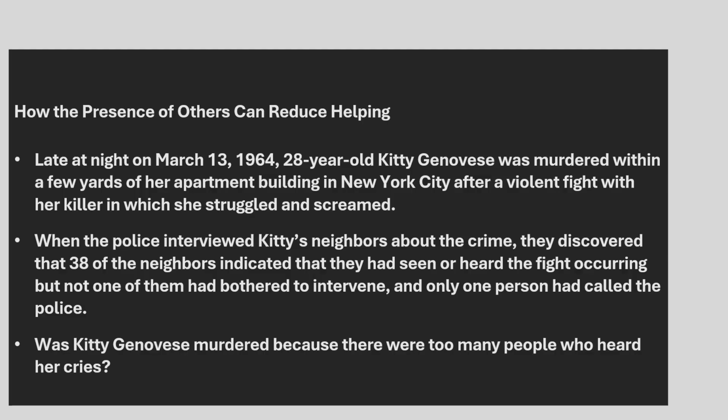So late in March in 1964, late at night, 28-year-old Kitty Genovese was murdered within a few yards of her apartment building in New York City after a violent fight with her killer in which she struggled and screamed. When the police interviewed Kitty's neighbors about the crime, they discovered that about 38 of the neighbors indicated they had seen or heard the fighting occurring, but none of them had bothered to intervene, and only one person had called the police. Was she murdered because there were too many people who heard her cries?